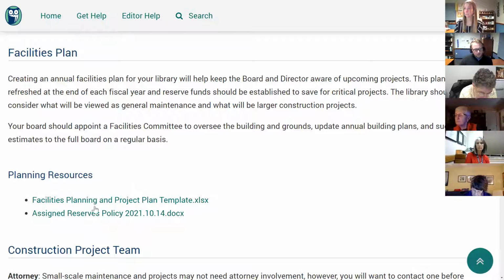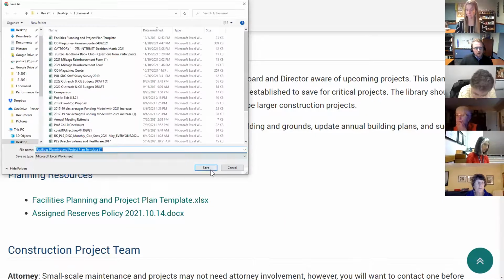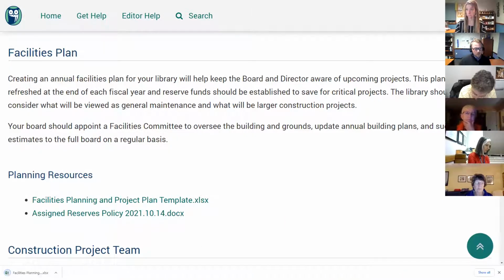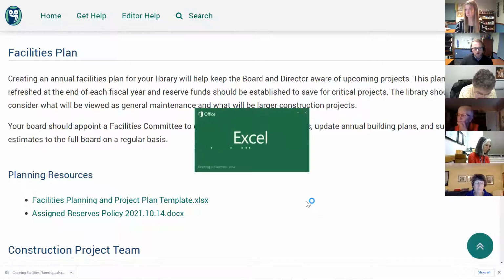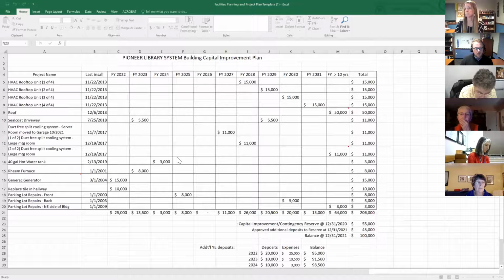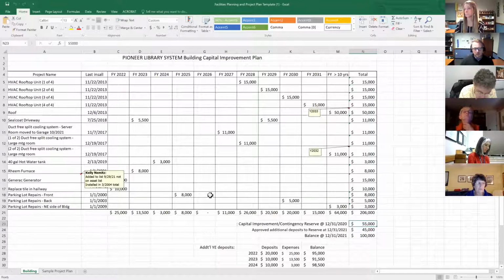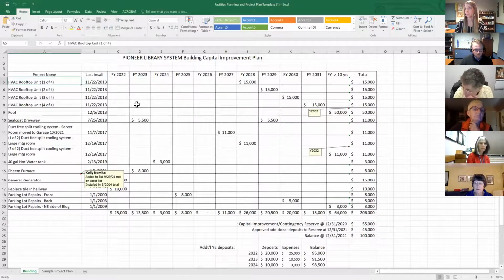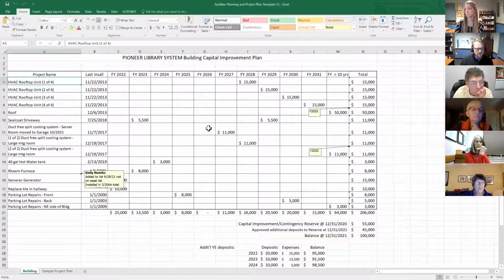And to help with that, I have some resources here, which I'll be sure to share out. It's on the OWL Docs section of the trustee workshops. But on here, I have a facilities planning and project plan template. And this is what I'm talking about when I say that we should have some type of facilities plan up and running for the library. This is a pretty simple one. We have it here at the system, and Kelly Nemitz, our finance director, put this together for us. And essentially, this is an Excel sheet, so you can just replace all your information if you want to use this one.